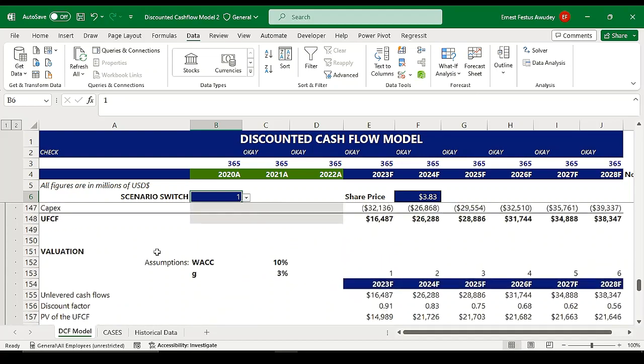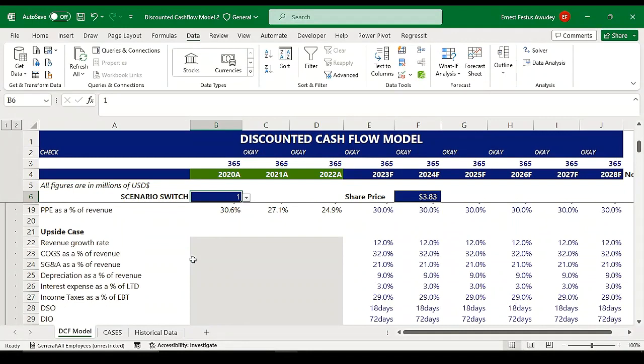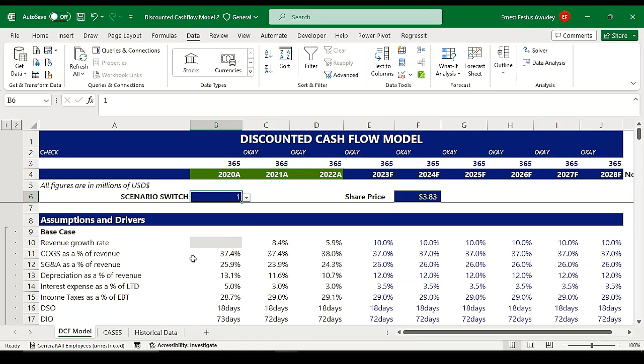So this is a very dynamic model, and we are coming to look at how we did all of this. As I said, we had assumptions and drivers. That is the starting point.